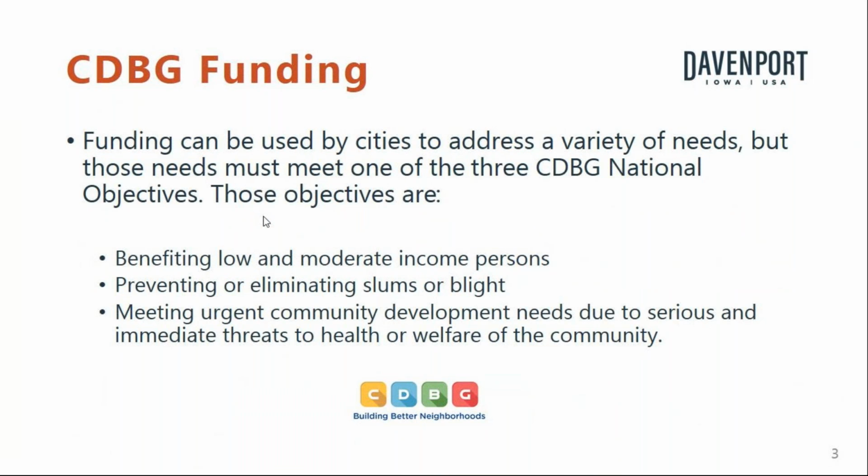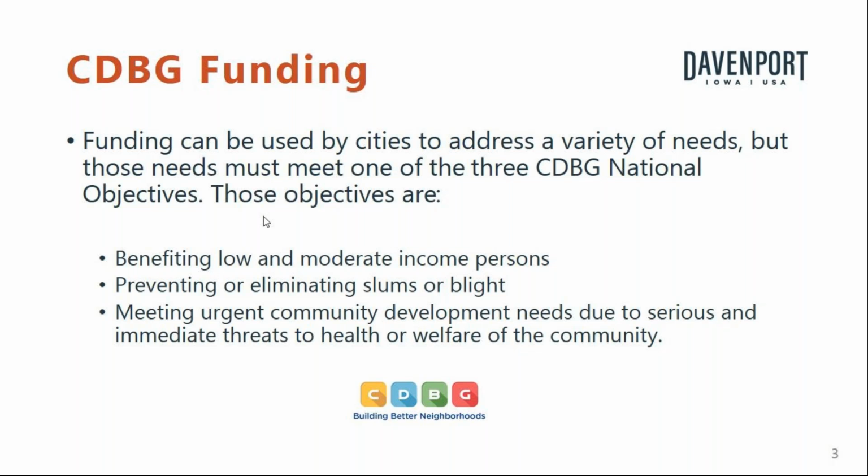So there's quite a variety of ways that the funding can be used. However, the key thing to remember with all Community Development Block Grant funding is that it has to meet one of the 3 national objectives of the community development program. The program is intended to primarily serve low and moderate income residents of the city of Davenport. And so the national objectives, the ways that you can serve them, are by benefiting low and moderate income persons directly through services and programs that reach out to them directly as individuals.